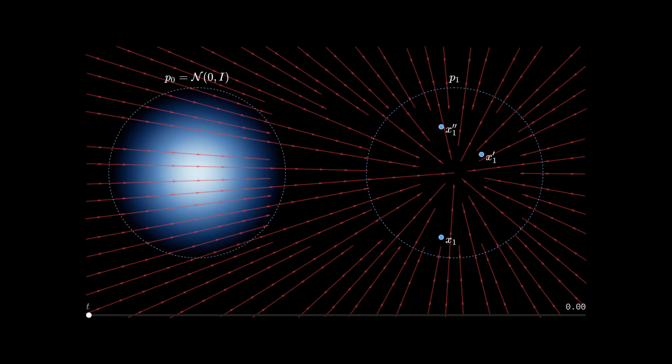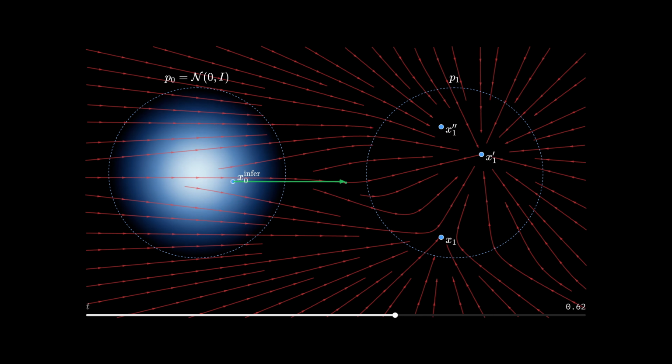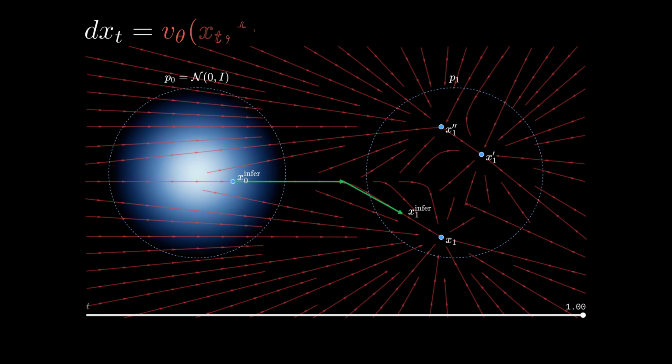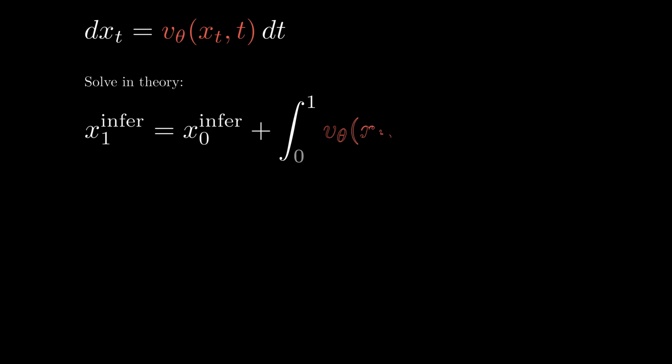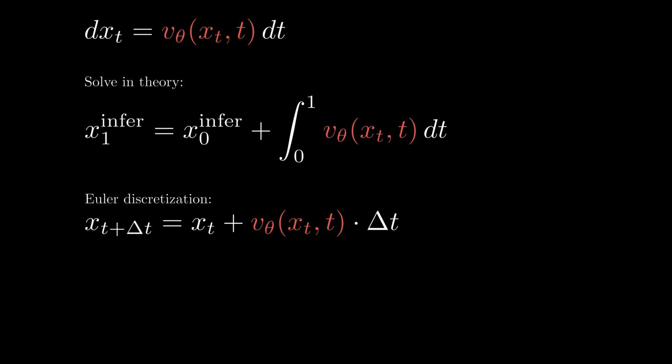So once a model V theta is trained, generating new samples is straightforward. Start from noise and follow the learned velocity field forward in time using this ordinary differential equation. Solving the ODE from t equals 0 to t equals 1 yields a generated sample x1. In practice, we can't solve the ODE analytically through integrals, so we approximate it numerically. The simplest approach is the Euler method, which chops the time interval from 0 to 1 into smaller discrete intervals. Each step requires one model invocation, one forward pass through the neural network.